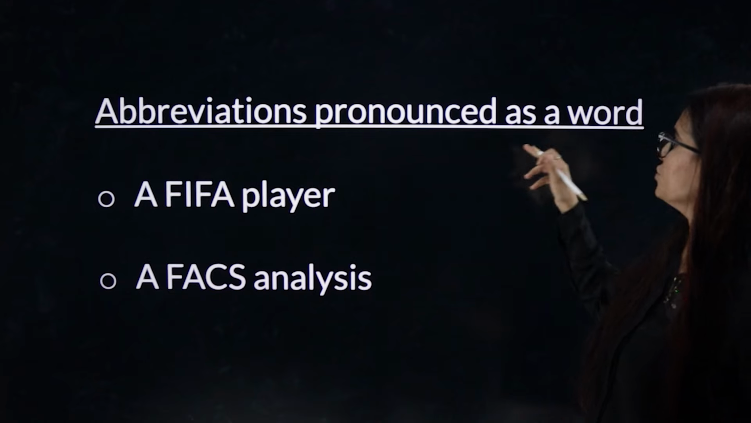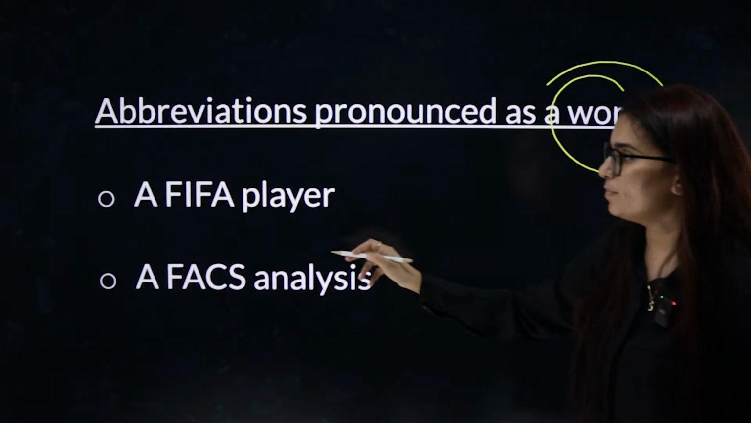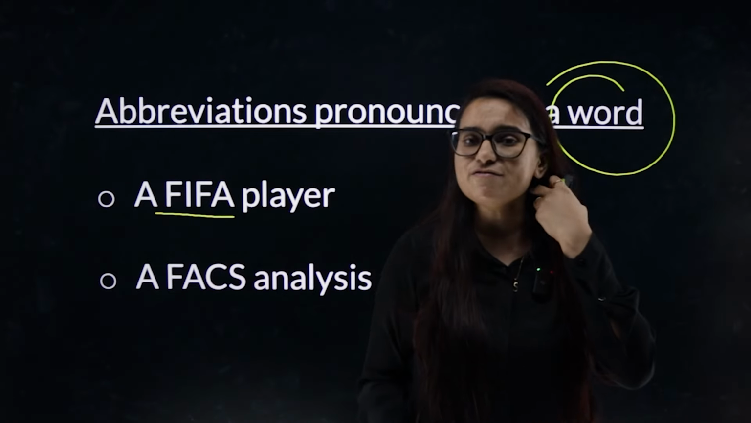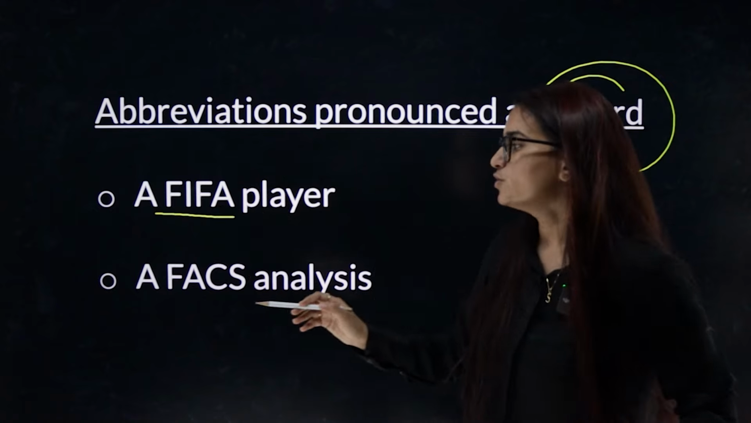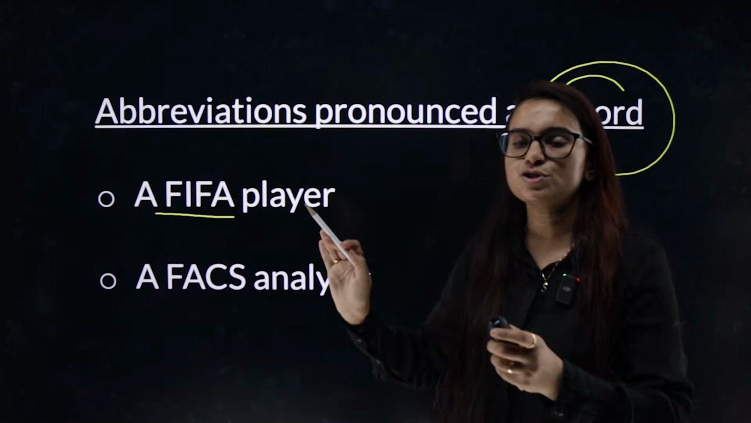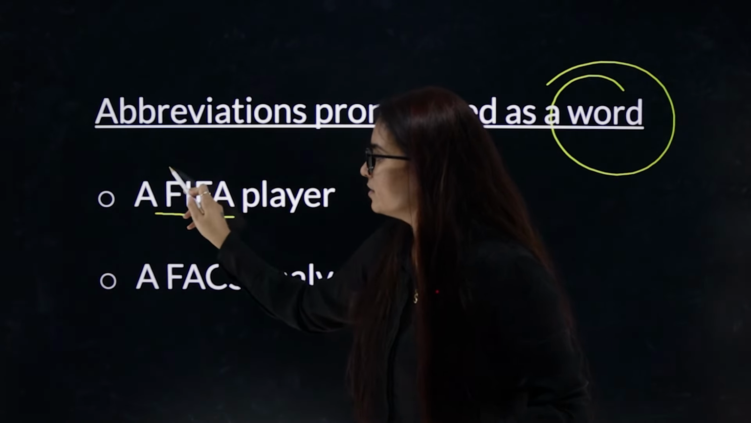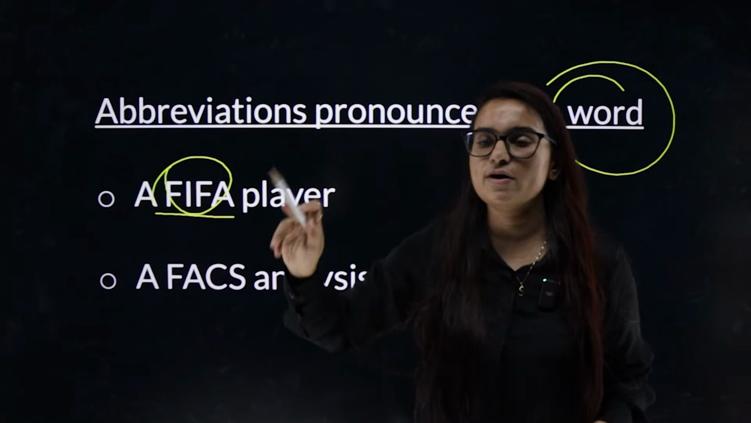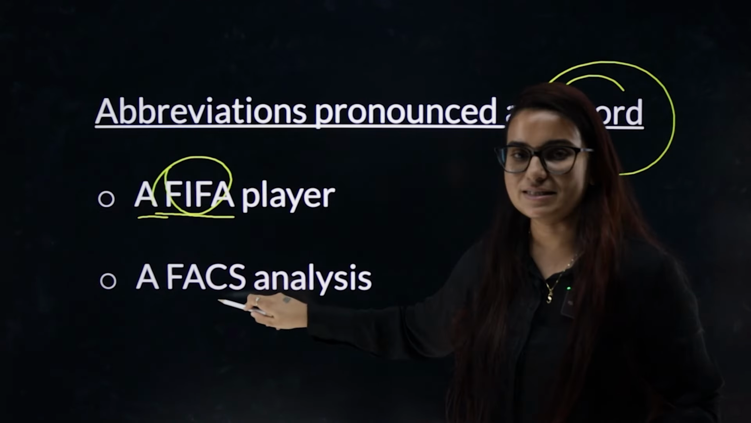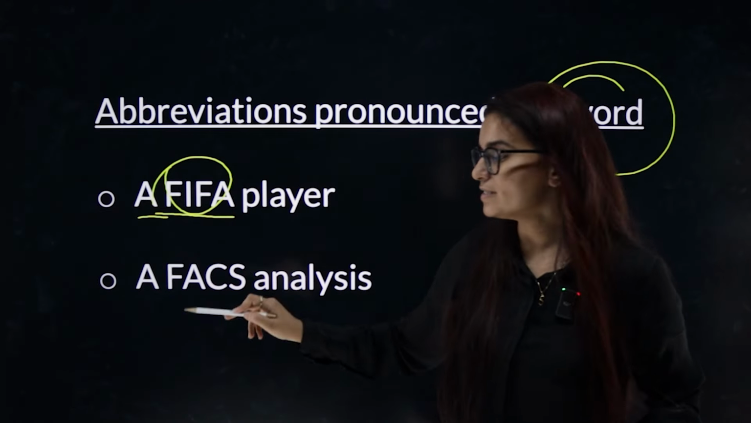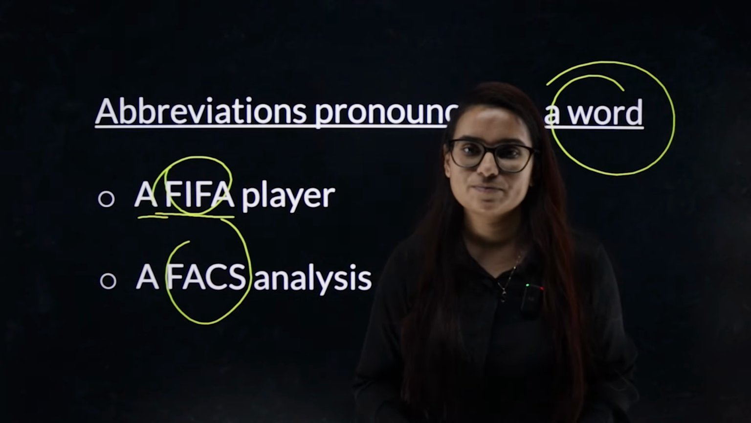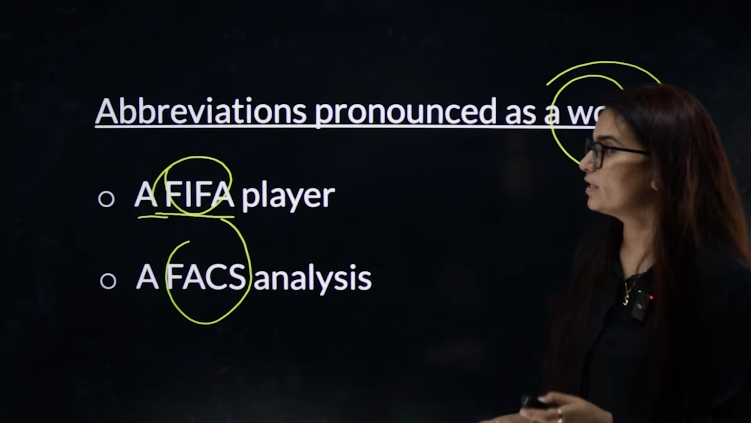Next is an abbreviation pronounced as a word. For example, FIFA. We don't say "eff-eye-eff-ay," we say "FIFA." So whenever you have something pronounced together, you will hear the sound of it. "A FIFA," because the sound is of a consonant. That's how you will remember these rules.